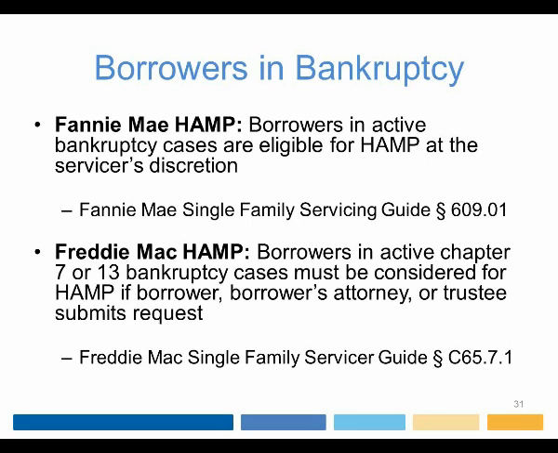Fannie, unfortunately, with their Fannie HAMP, has included the at discretion language, but did not include the must consider language. Freddie, on the other hand, is actually better than even HAMP in the sense that they don't have the at the discretion of the servicer, and instead it does say that it must be considered if the borrower requests it while the consumer's in bankruptcy.